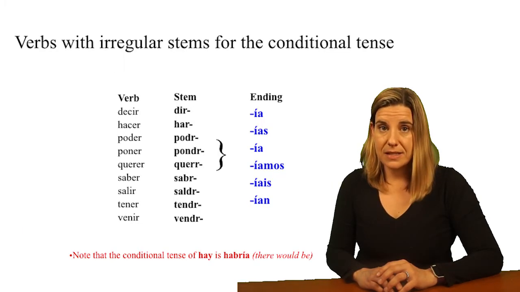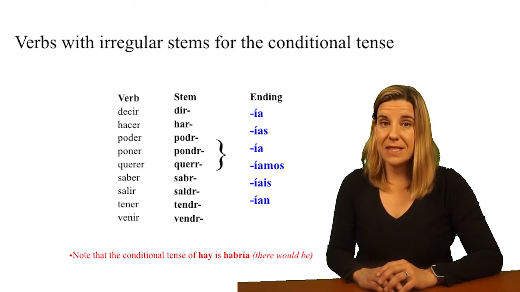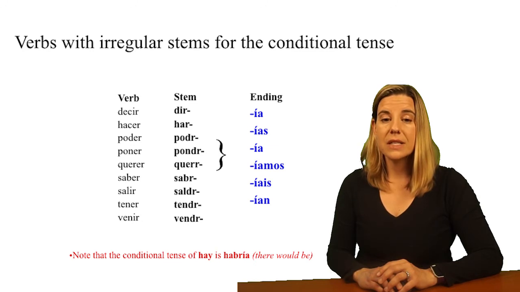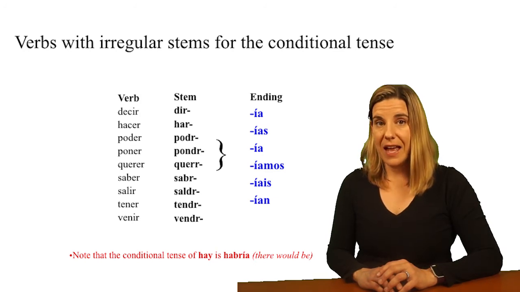Just like the future tense, the conditional also has some verbs with irregular stems when we conjugate them. Here are the verbs. The endings remain the same, and here are the stems. Decir is dir, hacer is har, poder is podr, poner is pondr, querer is querr, saber is sabr, salir is saldr, tener is tendr, and venir is vendr. So use the stem and then just add the endings.